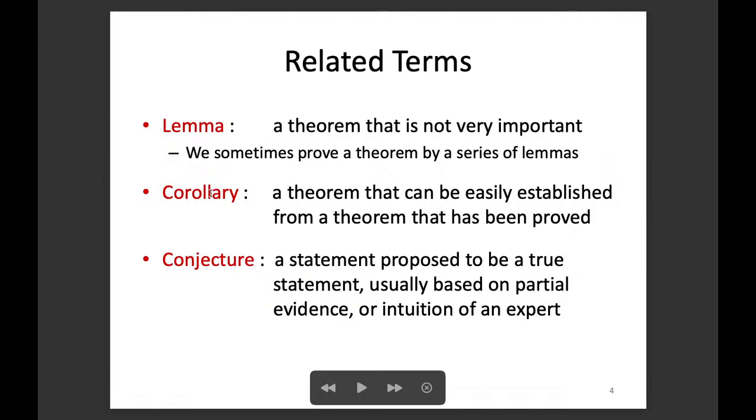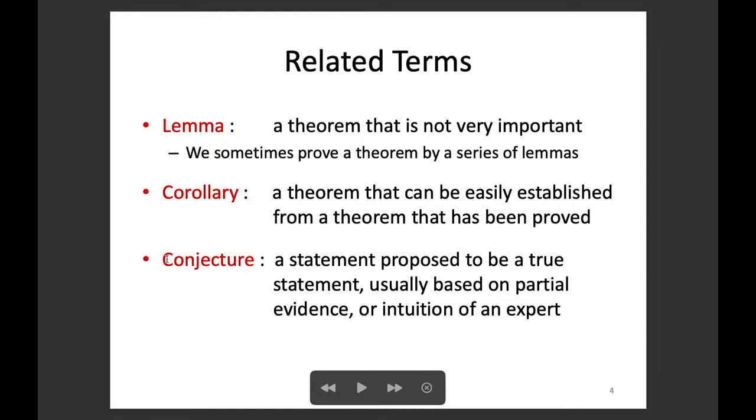There is another word called corollary. A corollary is also a theorem, an important theorem. But a corollary is usually a theorem that you can prove in one line based on some existing theorem. So for instance, we may have some other examples later to see why it is correct. Okay, that is what is meant by corollary.